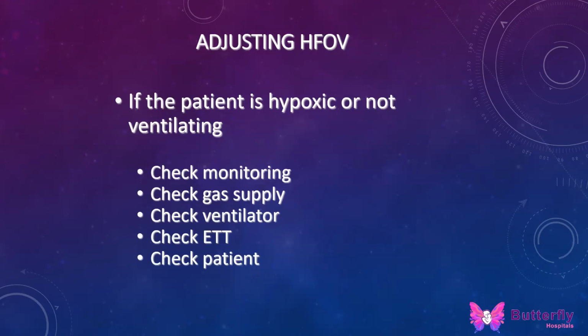Once you start on high frequency ventilation, if the patient is hypoxic or not ventilating, make sure you check the ventilator is working properly, like DOPE: displacement of the tube, obstruction of the tube, pneumothorax, and that any equipment is working properly. For high frequency ventilation specifically, one thing you want to check is the amplitude, the wiggle of the chest, that tells you the ventilation is working properly.